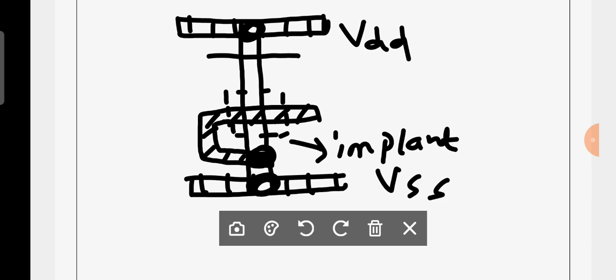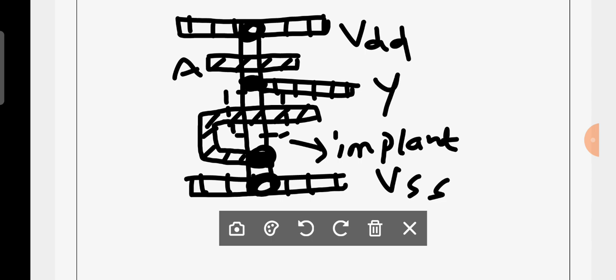And here you have to cross another polysilicon and you can call it A, and you have to take an output between pull up and pull down, and you may call it Y. I hope that you are clear? Yeah, that's it guys. In this fashion you have to design a PMOS NOT gate. Is it okay? Thank you very much.